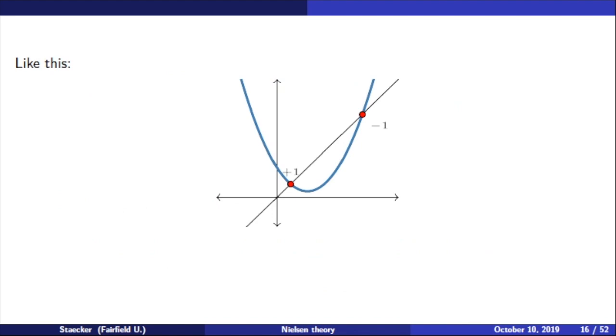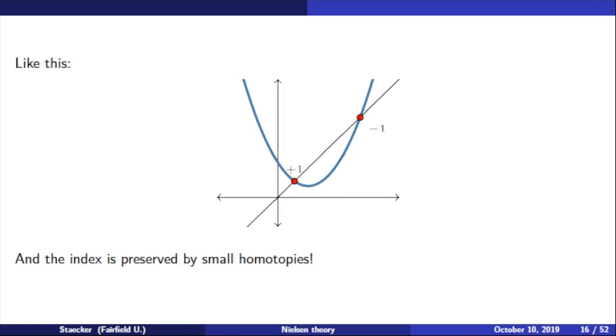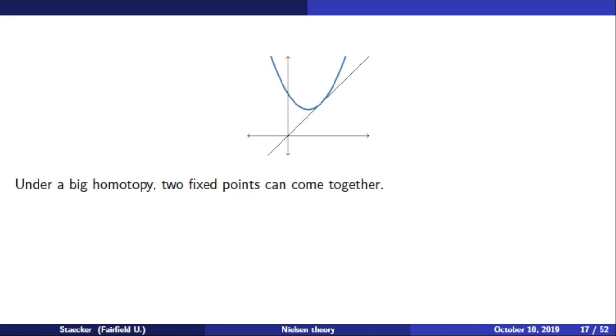What happens when you change the function by a homotopy? The index will stay the same, as you will notice, right? If you move the function a little bit, the fixed point will move a little bit, but the index will still be plus one. If it was minus one, it'll still be minus one. Of course, if you change the function a lot, you can have two fixed points come together. But you notice here that when they do come together, there's one moment when it's only one fixed point, but that's a zero, because I said part of the definition was if it doesn't go through, then it's a zero, all right? There's just one brief moment when it becomes a zero.